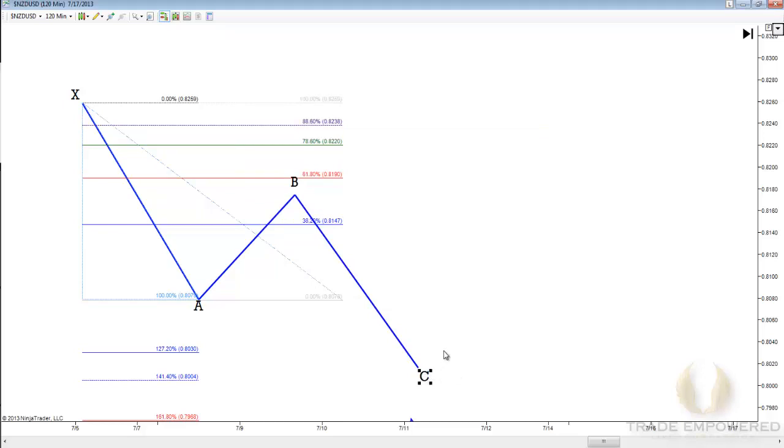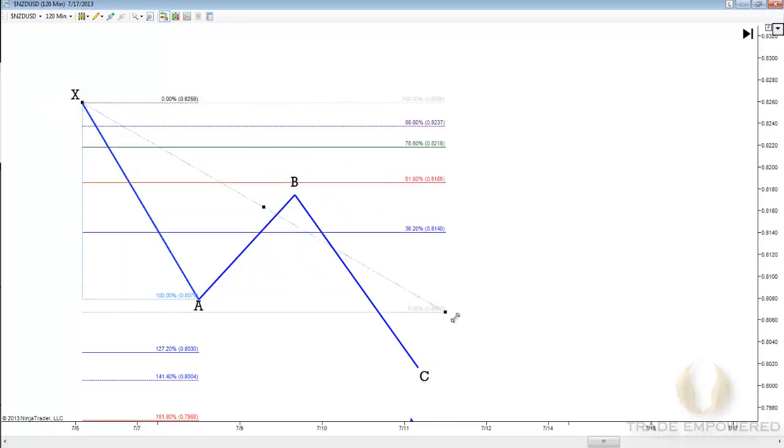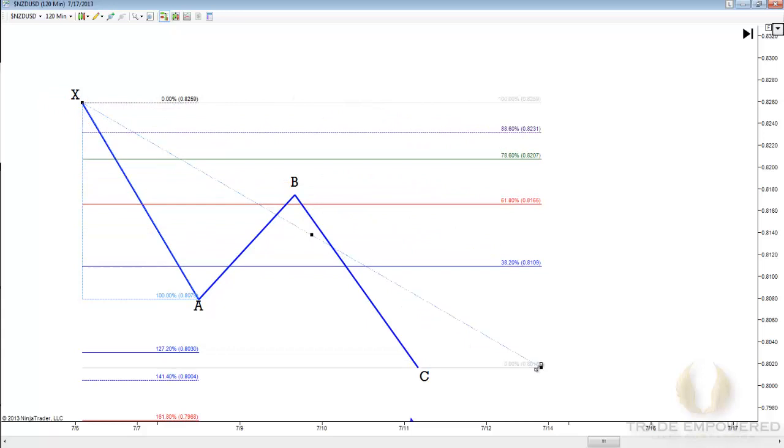After getting a valid C leg, I then take my Fibonacci retracement from my X leg all the way down to my C leg. So the entire swing high to swing low of this move, and I look for my 786 Fibonacci retracement to be hit for my D completion.